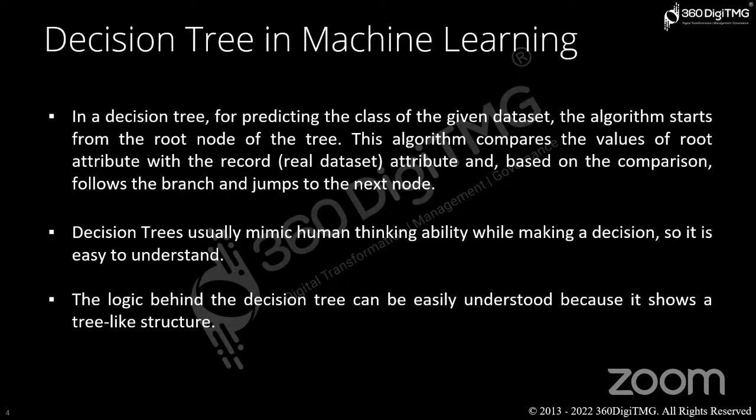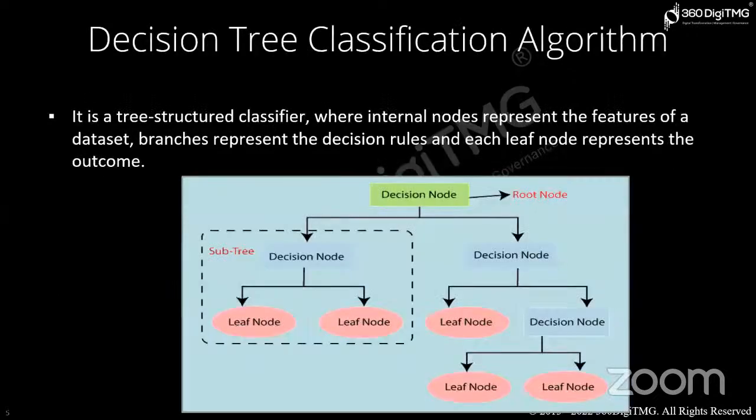And usually the decision tree mimics the human thinking ability while making a decision, so it is easy to understand. The logic behind the decision tree can be easily understood because it shows a tree-like structure. Now, let us understand the terminologies in the decision tree. It is like a tree-structured classifier. That's why it is called a decision tree.